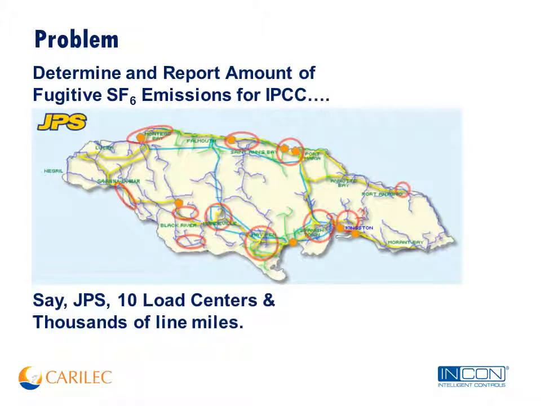All right, so let's look at some problems and see how the optimizer might solve them. Problem 1. Say you're Jamaica Public Service, and you have these 10 areas where you have power plants and high load centers. If you need to report your SF6 gas emissions to the IPCC, how are you going to do it efficiently? Are you going to drive around to all 10 substations or more and record gauges and meters? That would take a long time.